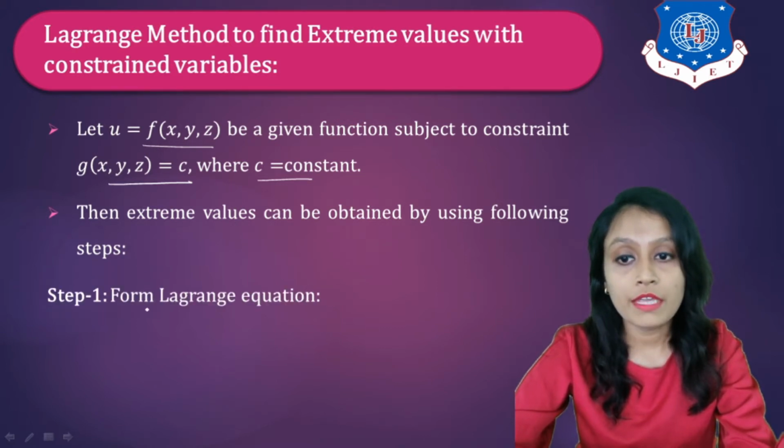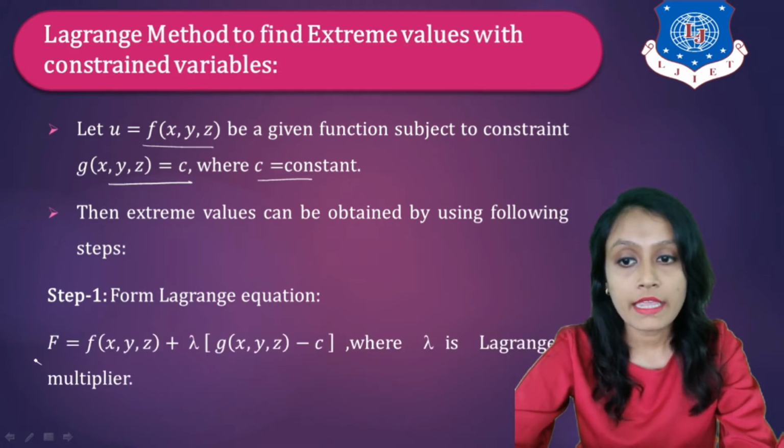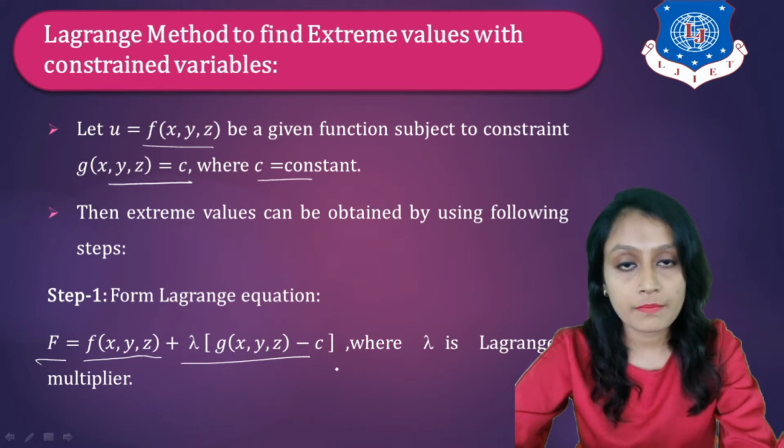First, we have to form a Lagrange equation. So the equation is capital F is equal to small f of x, y, z plus lambda into g of x, y, z minus c, where this lambda is known as the Lagrange multiplier. Every time we have to write this Lagrange equation, we will write F is equal to function plus lambda times constraint.